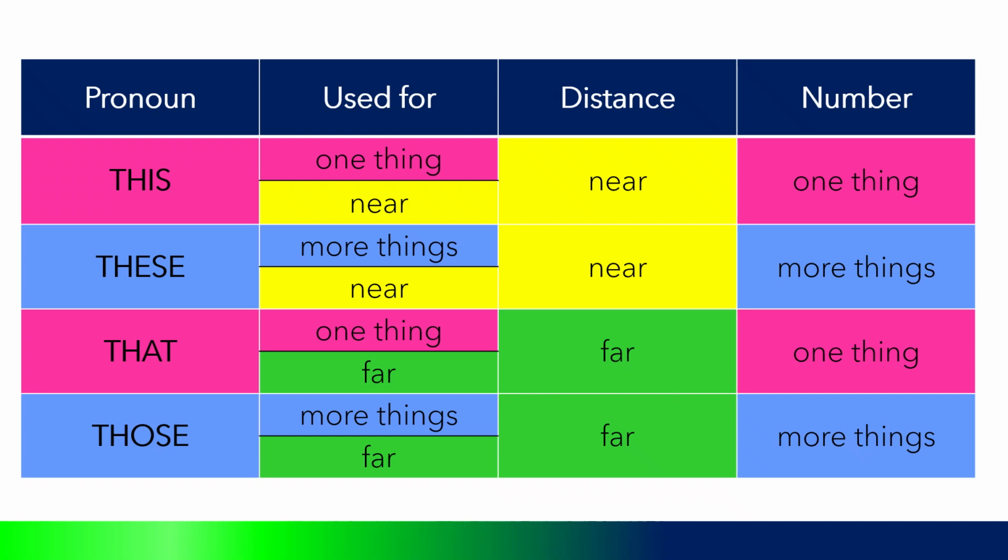For one person or thing, we use this and that. For more people or things, we use these and those. For things near or close to the person speaking, we use this and these. For things far from the person speaking, we use that and those.